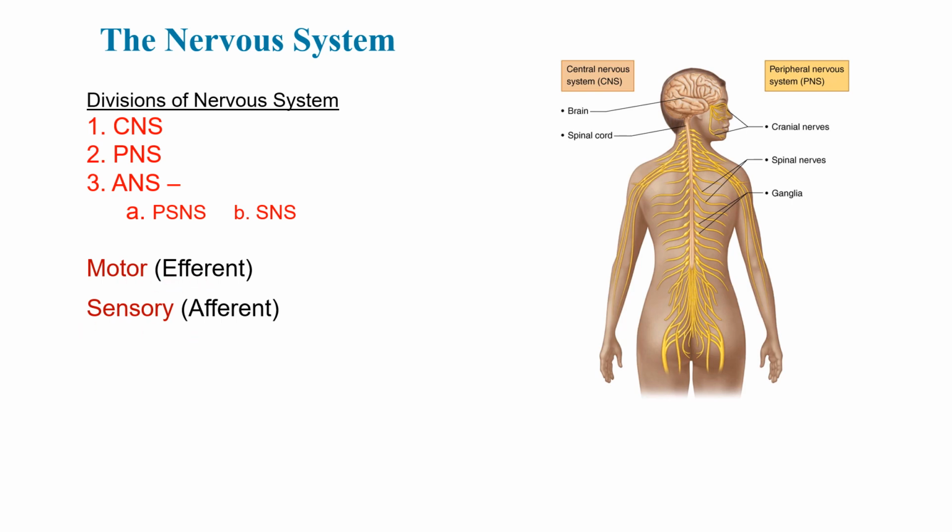The sensory, also known as the afferent, is bringing stuff in for processing in the central nervous system. It doesn't have to go all the way up to the brain. We can get subliminal signals that are really only mediated in the spinal cord.